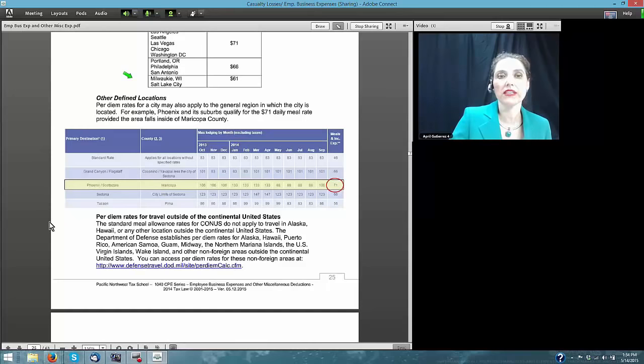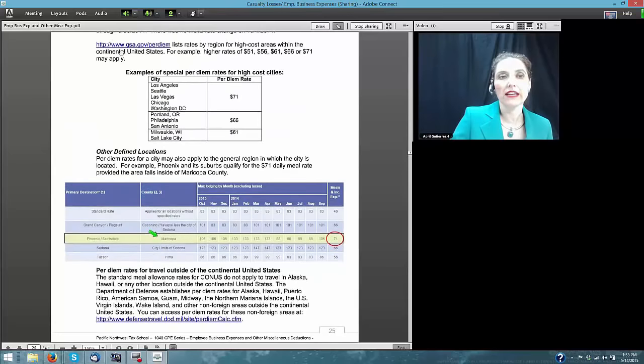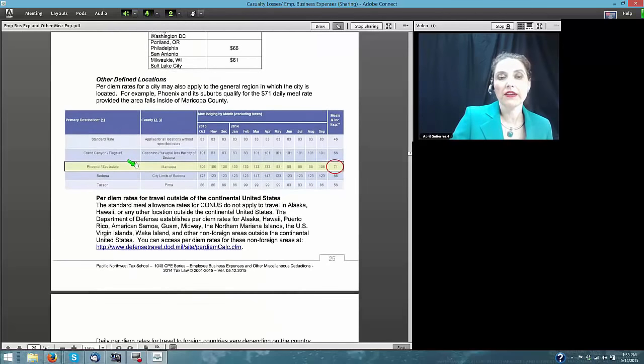The per diem rates for a city may apply to a general region in which the city is located. For example, Phoenix and its suburbs qualify for a $71 daily per diem rate as long as the area that you are in falls inside of Maricopa County. So by going to the link up here, we get to an IRS website, or a government website rather, where you can look up the particular region or area that you are visiting. In this case, I've just highlighted Phoenix, Scottsdale, which is inside Maricopa County.